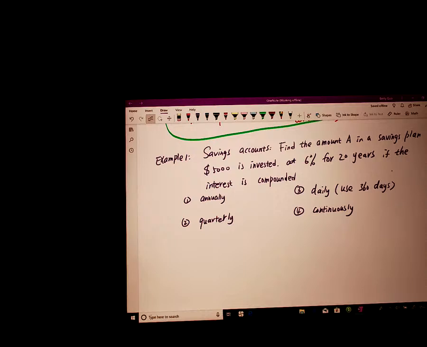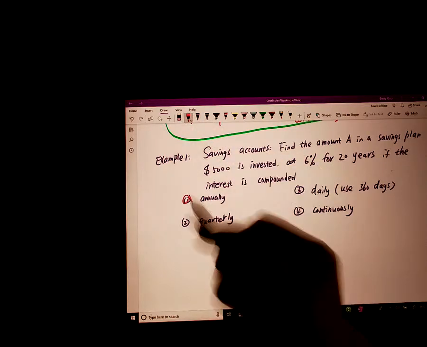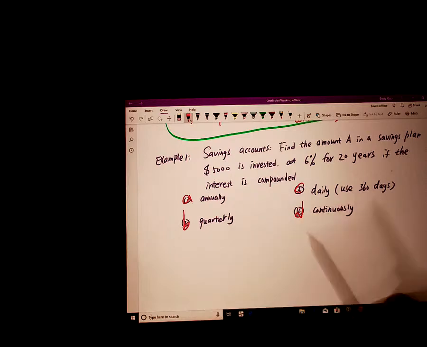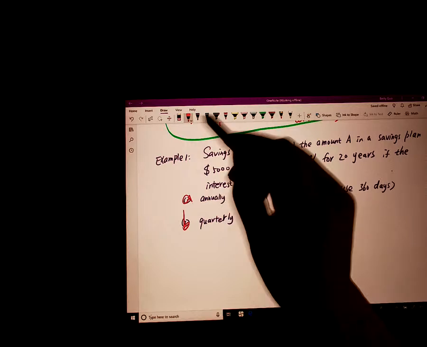Savings accounts. Find the accumulated balance A in a savings account if $5,000 is invested at a 6% annual interest rate for 20 years, and the interest is compounded: A, annually; B, quarterly; C, daily, where we use 360 days for the year; D, continuously. So let's see how we handle this problem.